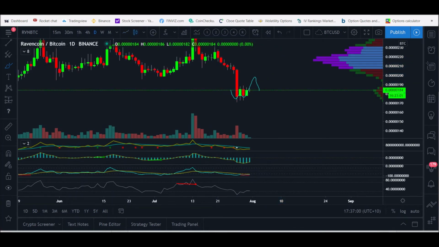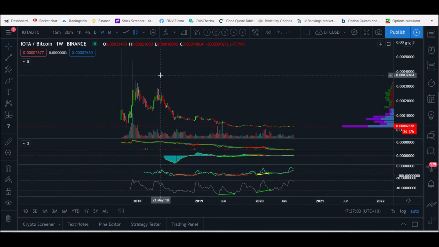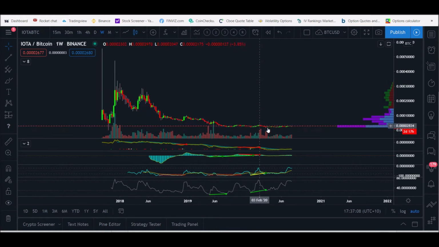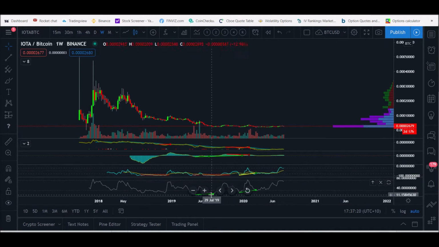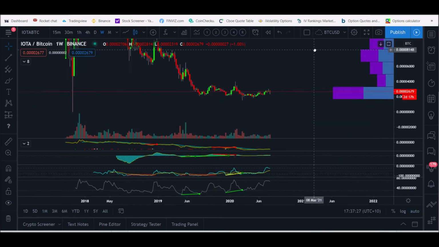Alrighty, man, this is going to be a long video. Let's keep moving. Iota, wow, okay. You can see that this has been trading sideways since August 2019. We are currently sitting at the POC, or the point of control on volume profile. I do like the look of this RSI long term. You can see that price is making lower lows while the RSI is not. Not much to see in histogram.